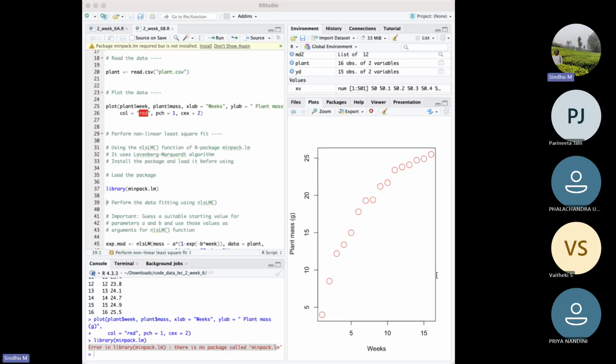So now we have to first install the package, and you can do it with the command here. You can just use it in the command line. What you have to write is install.packages, and then in brackets, within quotes, the name of the package, which is minpack.lm. If any of you are stuck at this point and you are getting the same error, then just write this line, install.packages minpack.lm.